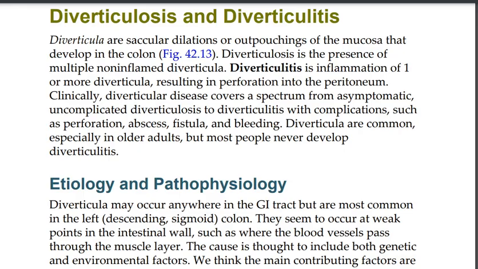Let's look at our book, okay? Let's go here. And you already know, we don't have to repeat everything, but diverticula are the little outpouchings of the mucosa that can develop in the colon. And do you remember why? Because you're not eating enough fiber, right? Diverticulosis is the presence of multiple non-inflamed diverticula, which just means the pocket. Diverticulitis, so pay attention to the wording on your test, is inflammation of one or more of the diverticula resulting in perforation into the peritoneum.